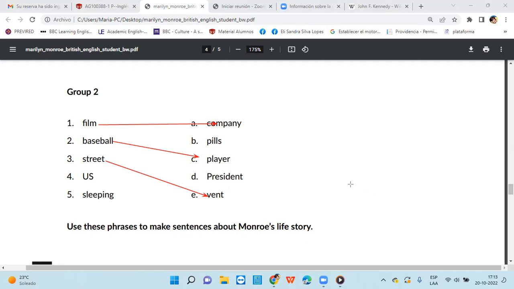Number 4, Loreto. US president. Well, Alexis, number 5, please. Sleeping pills. So here you can see that English has exactly the opposite order that you use in Spanish, right? Pastillas para dormir in English is sleeping pills. Exactly the opposite order. Any question about this? Is it clear?